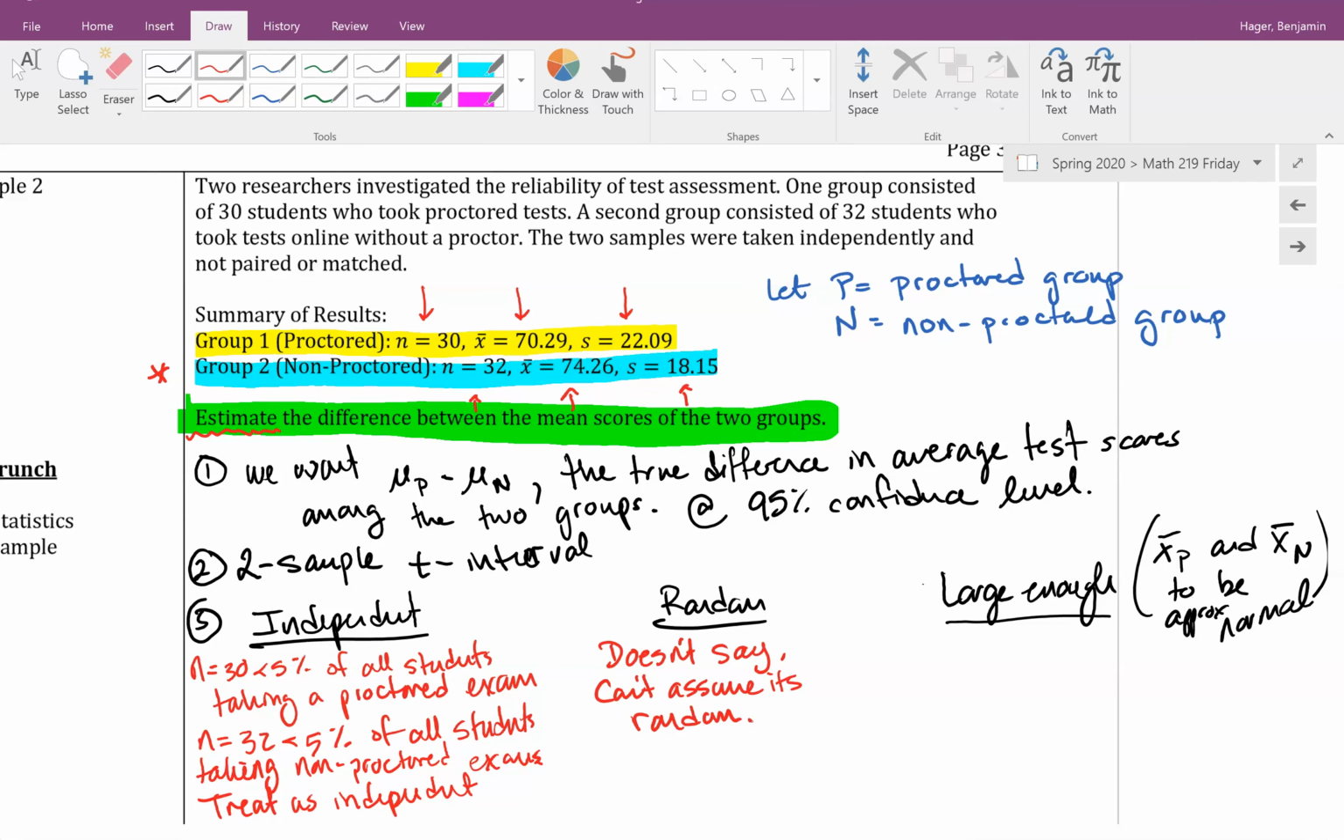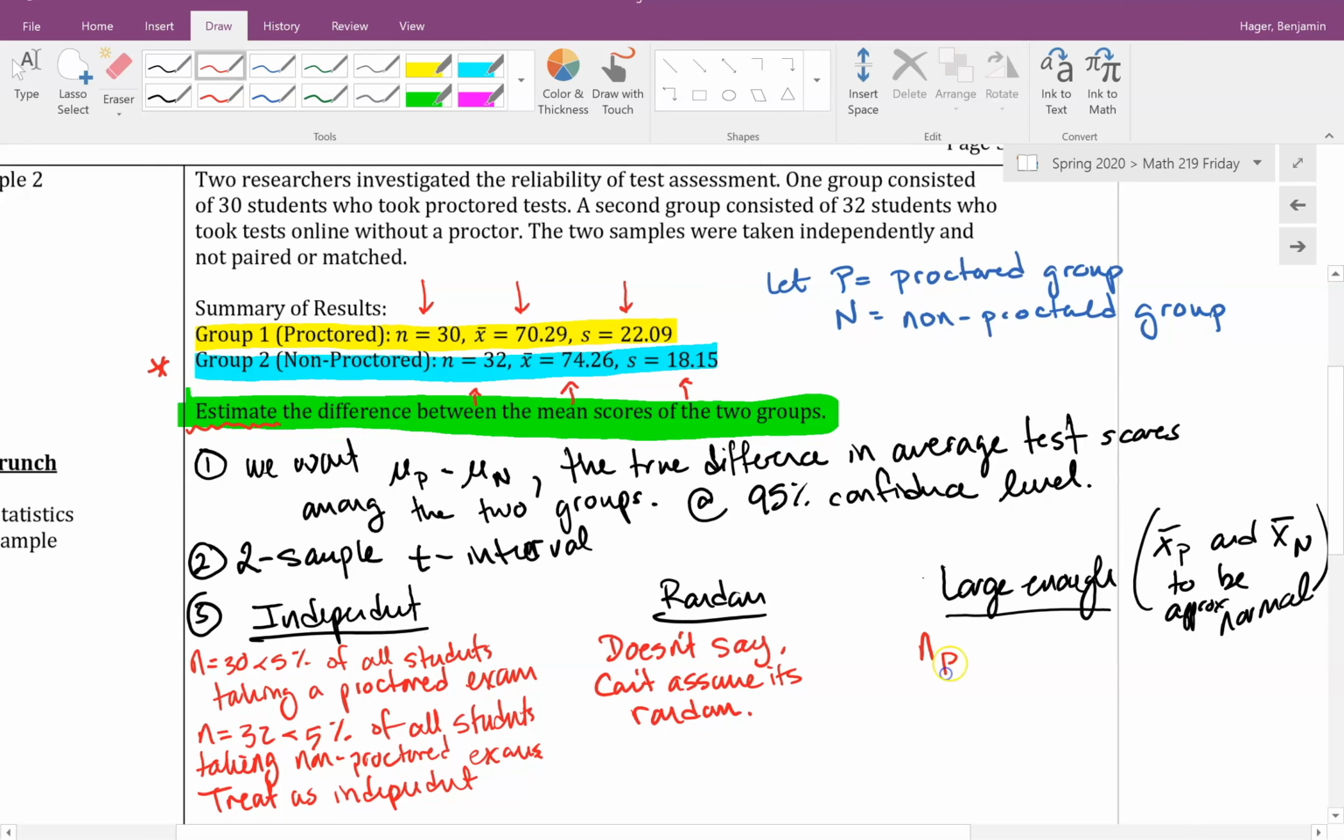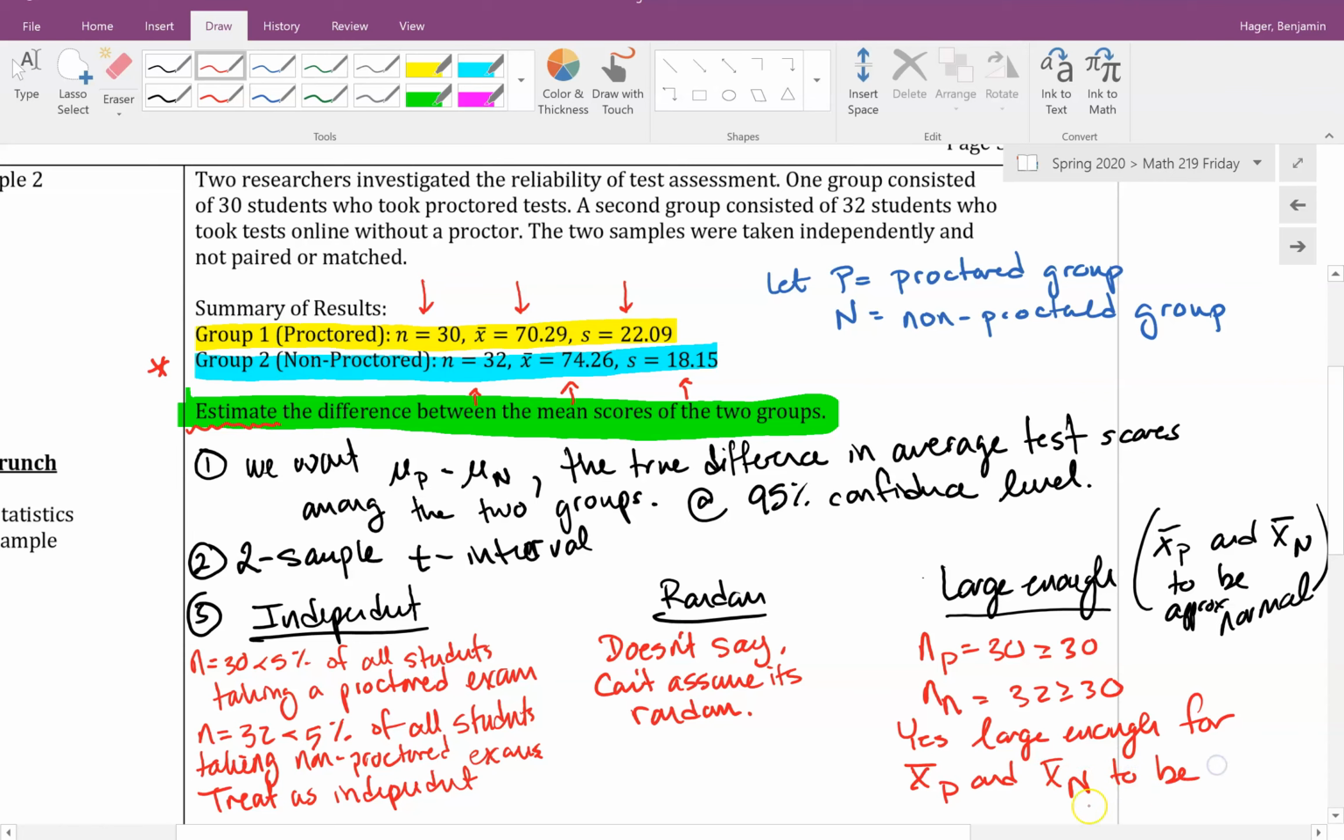Large enough? Well, each of these has a sample size greater than or equal to 30, right? The number of proctored students was 30. That's greater than or equal to 30. And the number of non-proctored students was 32. Remember, for sample means, we just hope that our sample size is at least 30. So yes, large enough for the sample means of our proctored students and the sample means of our non-proctored students to be approximately normal.